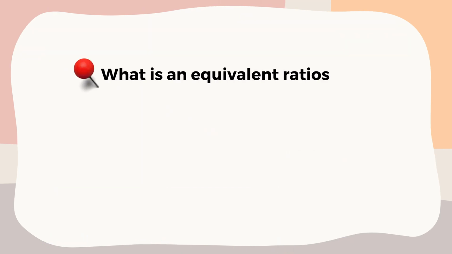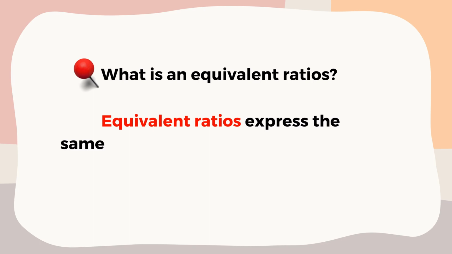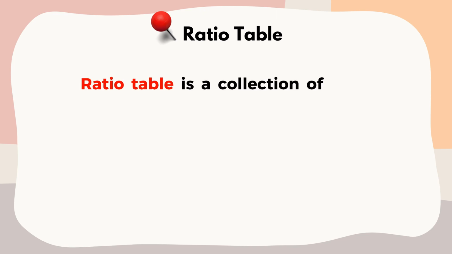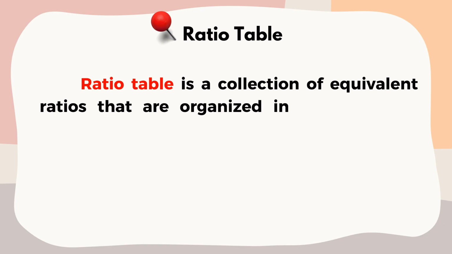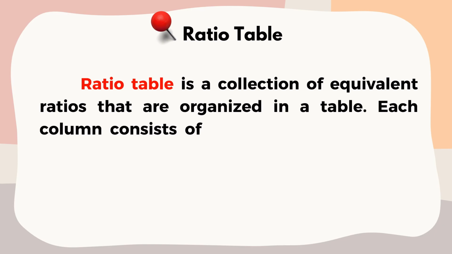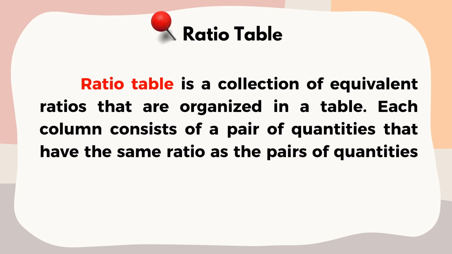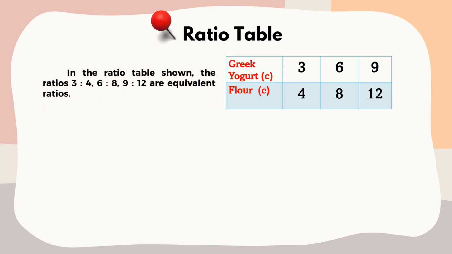What are equivalent ratios? Equivalent ratios express the same ratio relationship between the quantities. Another method that we can use to show equivalent ratios is using a ratio table. A ratio table is a collection of equivalent ratios that are organized in a table. Each column consists of a pair of quantities that have the same ratio as the pairs of quantities in the other columns. In the ratio table shown, the ratios 3:4, 6:8, and 9:12 are equivalent ratios.